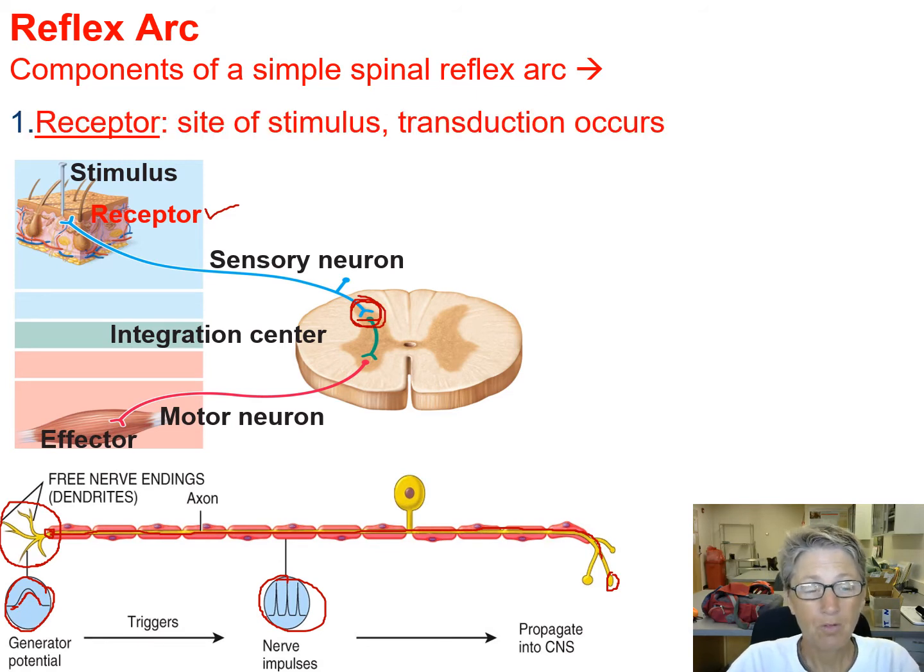So the receptor is the site of the stimulus. That's where this thing called transduction occurs. And in terms of the test, transduction occurs when the stimulus energy causes a graded potential in the dendrite.